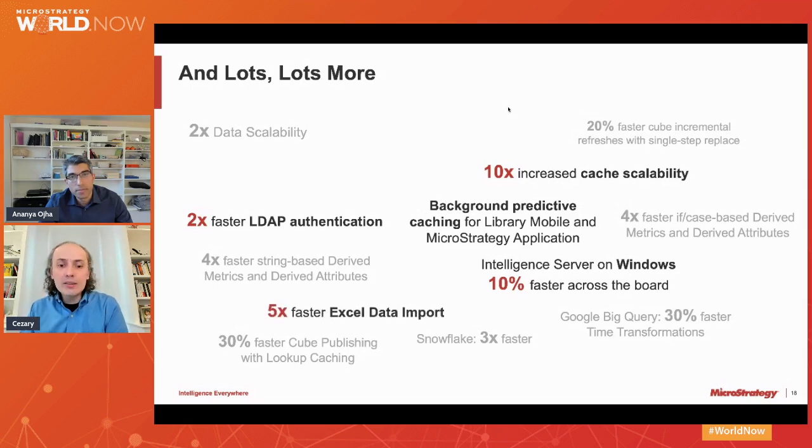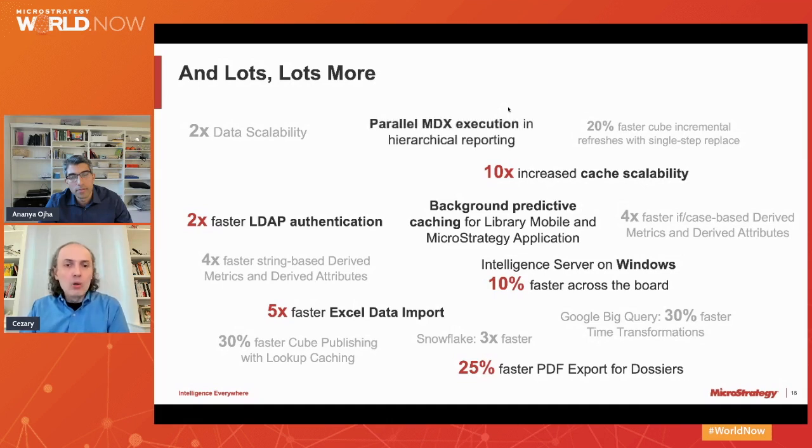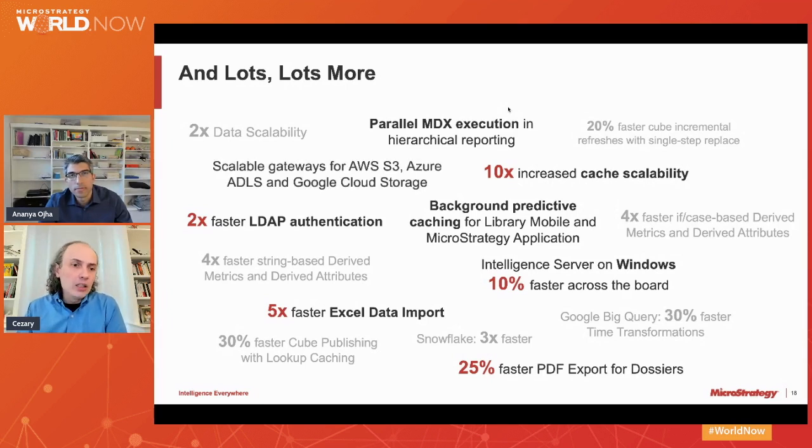We've made Excel data import more than 5 times faster, and we've improved PDF export for dossiers by more than 25%. We've parallelized MDX execution and hierarchical reporting scenarios. And finally, we've added scalable new gateways to allow you to tap into data you might have stored in CSV, Parquet, Avro, and ORC files in AWS S3, Azure ADLS, or Google Cloud Storage.